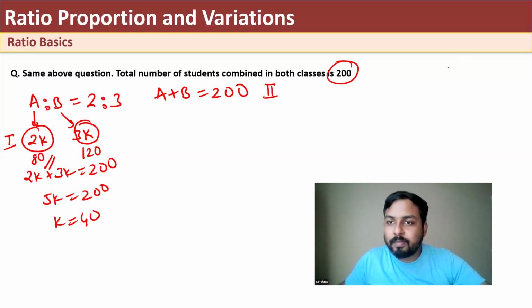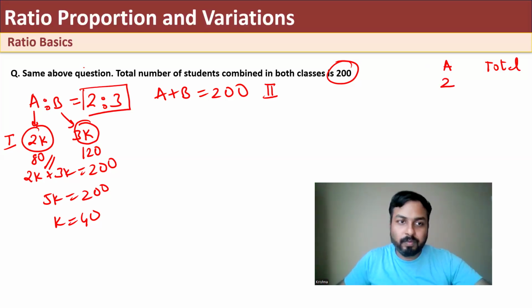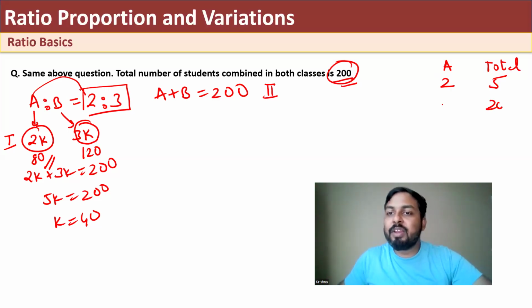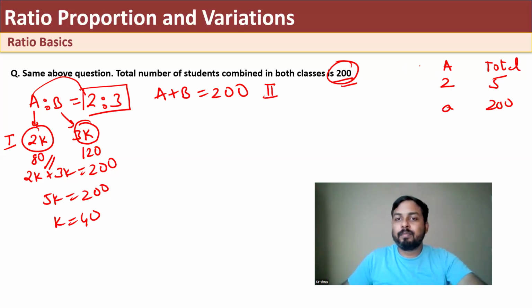Let's say I'm comparing A with the total. So in the ratio, when you have 2 is to 3, that means if the value of A is 2, then the total value is how much? 5. 2 plus 3, 5. Now, if the total value is 200, then what is the value of A? I'm repeating once again. In this ratio 2 is to 3, if the value of A is 2, then the total value is how much? 2 plus 3, 5.